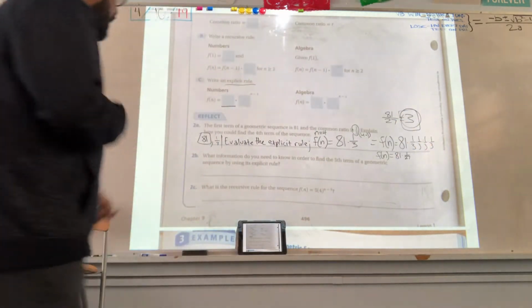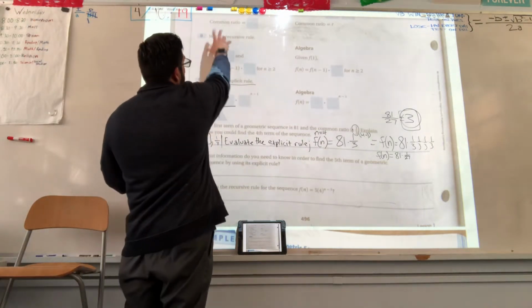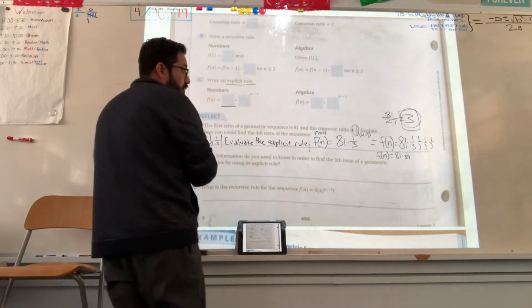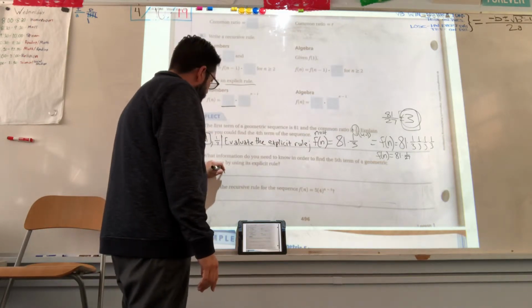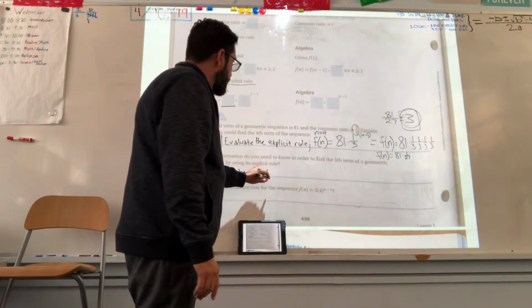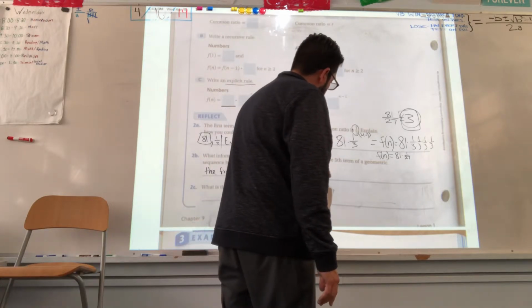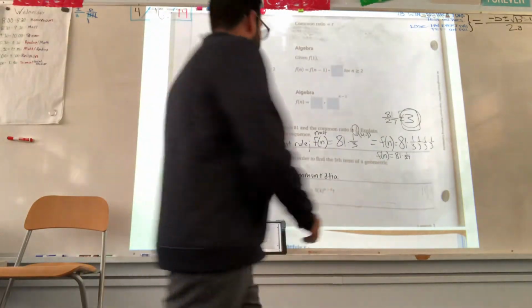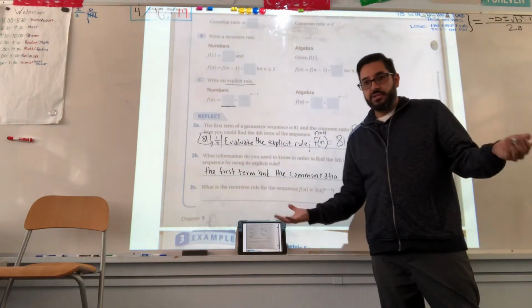Okay? What information do you need to know in order to find the fifth term of a geometric sequence? Okay? So if we're looking at the sequence of numbers, how do we get the fifth term? Well, we could get any term as long as we know the first term and the common ratio. Okay, if you have those two things, you can find anything else because you can write an explicit rule that will help us find any term in a sequence.